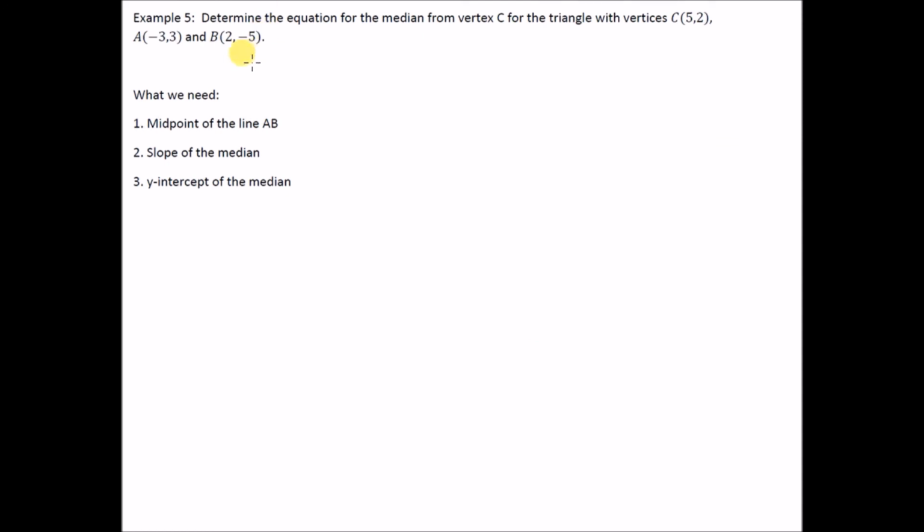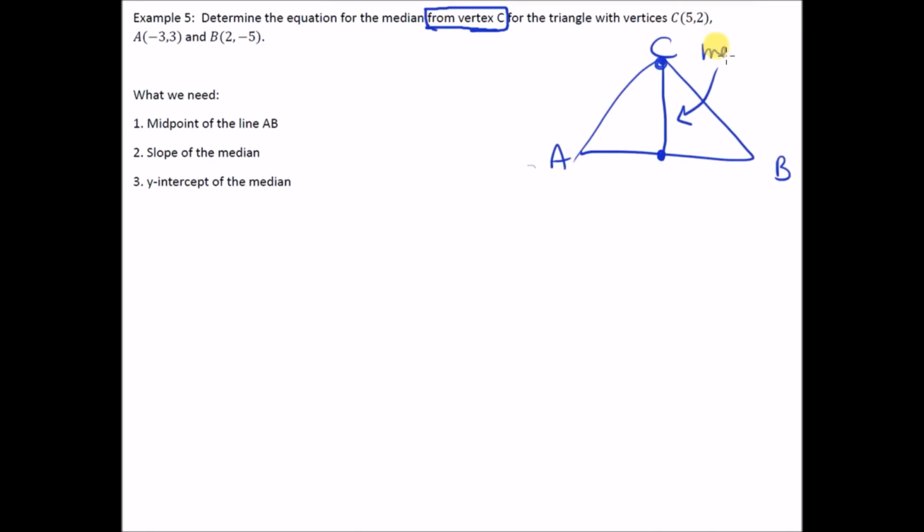Okay, so example 5, the exact same thing when we're finding a median. Determine the equation for the median. So this time I stopped bolding stuff, okay? We're going to have to be able to recognize that it's from vertex C. So if we have A, B, and C, C's here, and then AB is here. Okay, so the median is going to be from C to the midpoint of AB. And yes, that's going to be the median. Okay, and this is the midpoint of AB. So first what we're going to do is find the midpoint of AB.